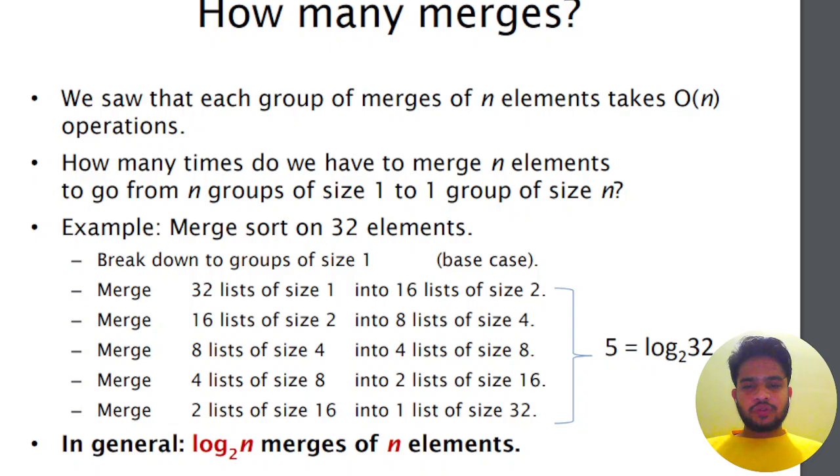Merge 32 lists of size 1 into 16 lists of size 2, and 16 lists of size 2 into 8 lists of size 4, 8 lists of size 4 into 4 lists of size 8, 4 lists of size 8 into 2 lists of size 16, and 2 lists of size 16 into 1 list of size 32. That will take log n merges of n elements.